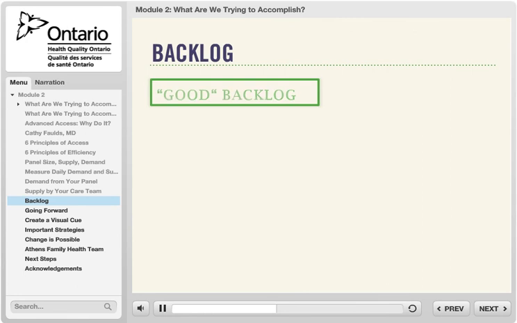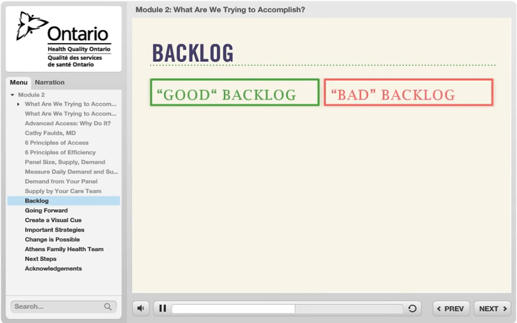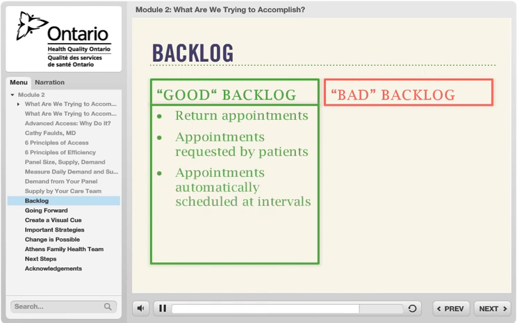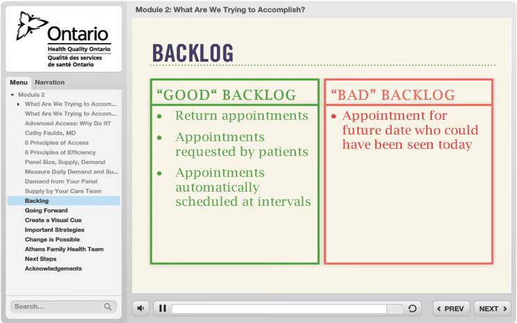There is good backlog, which is necessary, and bad backlog, which needs to be eliminated. Good backlog consists of appointments in the future that need to be there, including return appointments scheduled by the provider, appointments requested by patients, patient calls in today but wants to come in tomorrow, or appointments automatically scheduled at certain intervals due to physiology or clinical condition. Bad backlog consists of appointments for anyone who is scheduled for a future date who could have been seen today.